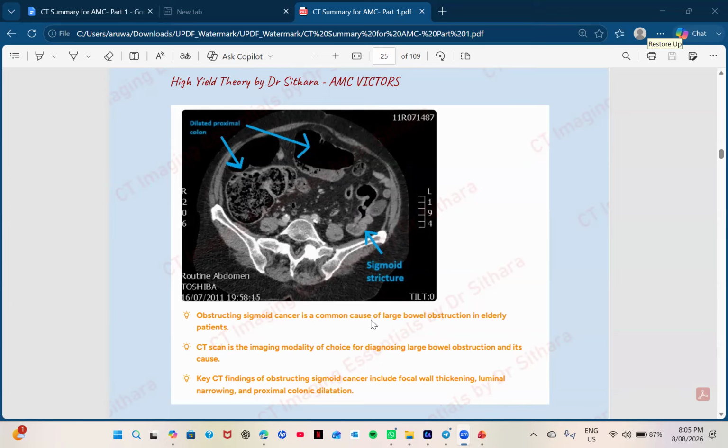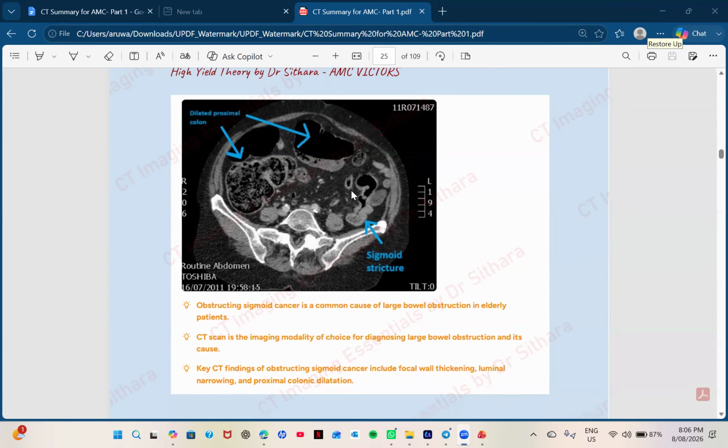So here is an example that I can show you. There's a small sigmoid stricture here. Obstructing sigmoid cancer is a common cause of large bowel obstruction in patients, right? And here you can see the dilated proximal colon, the bowel obstruction present. Why? Because of this sigmoid stricture, and the cause may be the colorectal cancer here, the sigmoid cancer. So this is the kind of image you can get for colon cancer.